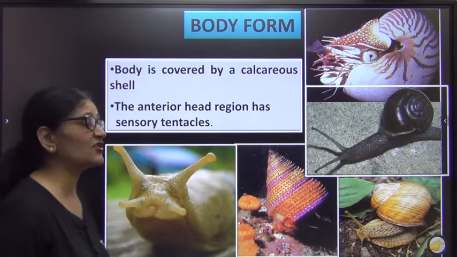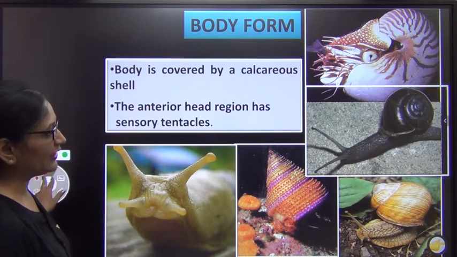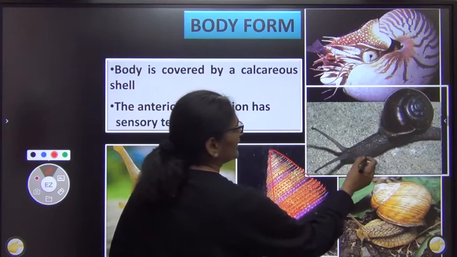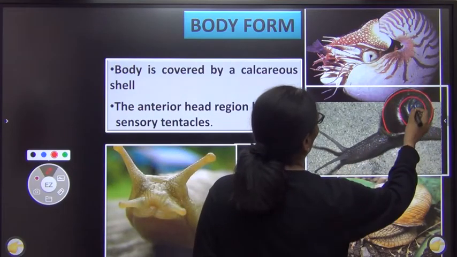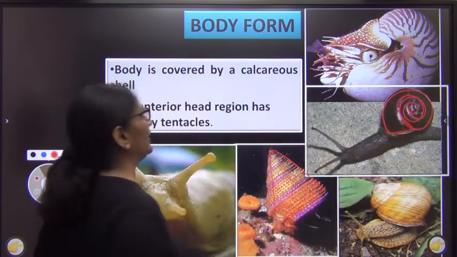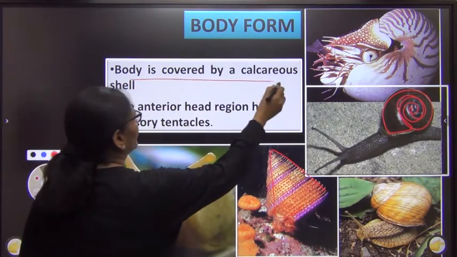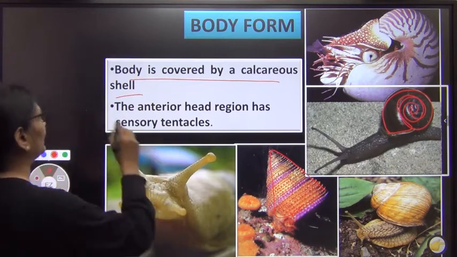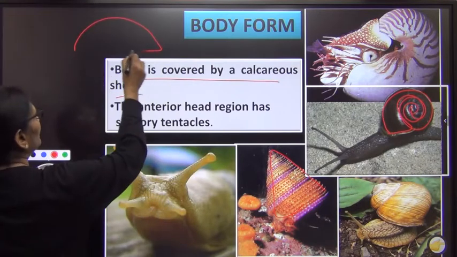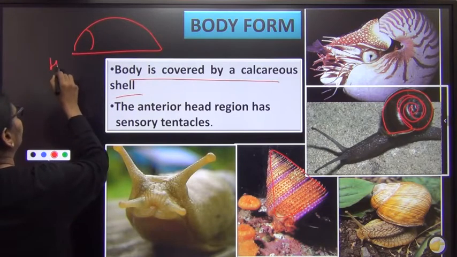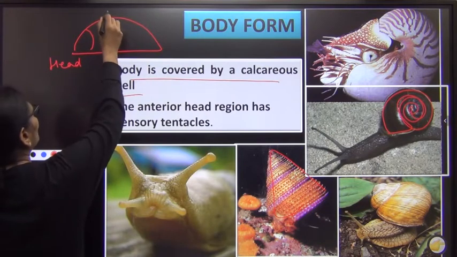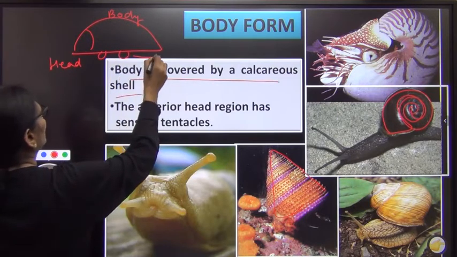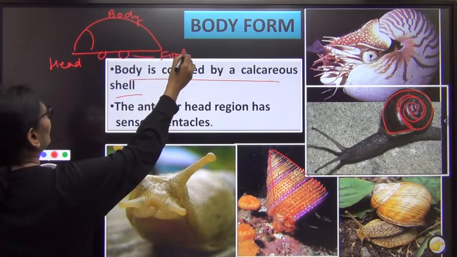Now, what about the body structure? If you look at their body very closely, the body is covered by a calcareous shell. You can see here, a shell of calcium carbonate is found. Most of them have a calcareous shell, right? Then if you look at this body, the body is basically divided into three parts. The body is distinct into three parts. One part is called head. Now this part is called body, and then they have foot. Normally in them the body is divided into three parts.